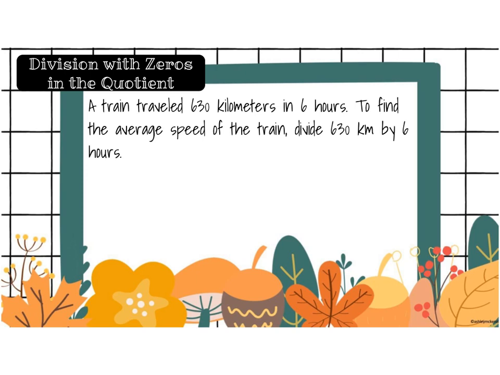Okay, here's a problem. A train traveled 630 kilometers in 6 hours. To find the average speed of the train, divide 630 kilometers by 6 hours. Okay, on your whiteboards, go ahead and work this out. Okay, here's what I saw on like everybody's whiteboards pretty much. So you had this, you set it up correctly.